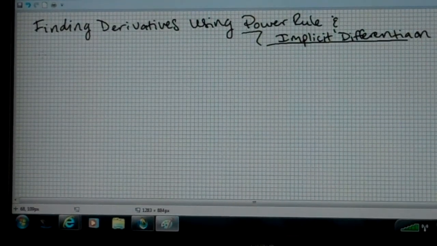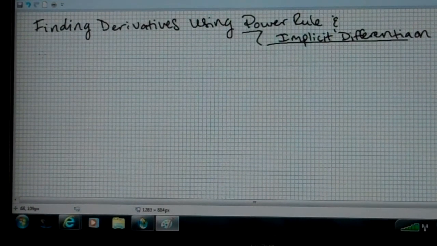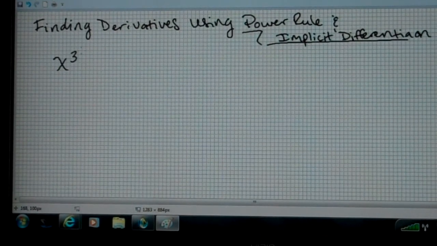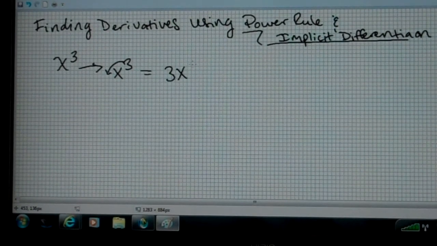Okay, so today we're going to be finding derivatives using the power rule and implicit differentiation. So the first example that we have for the power rule is going to be a simple x cubed. Now with the power rule, what you want to do is when you have your exponent, which will be the 3, you want to take that and put it to the front of the x. So essentially this will equal 3x, and then your exponent is actually going to be subtracted by 1, so it's going to be 3x squared.